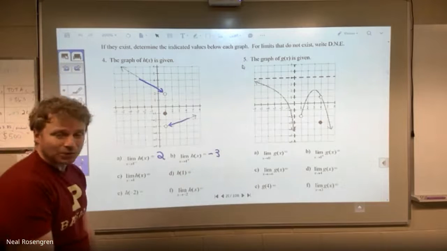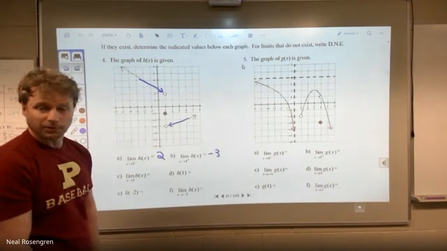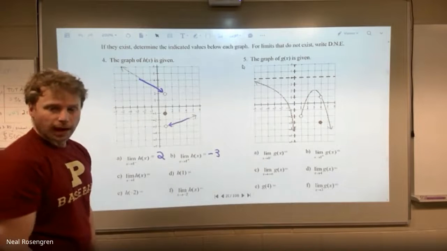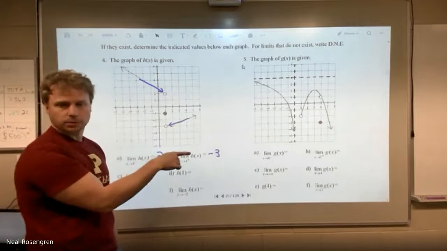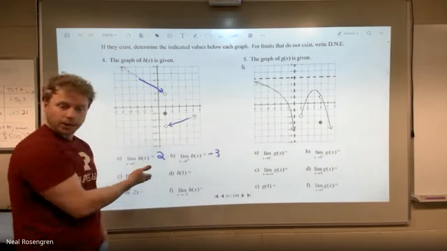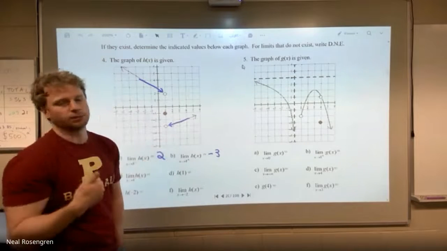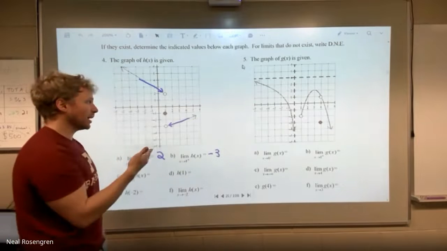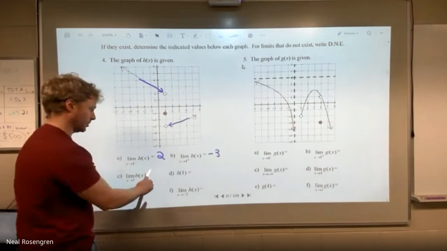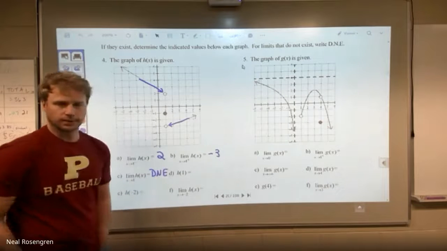And so when I get to a question like C, what's the limit of h of x as x approaches 1? I think about these two answers. And if they were the same number, then yay, there's my limit, right? Because that's what makes a limit exist: the limit from one side is the same as the limit from the other. But because we're headed in two different directions, this limit does not exist.